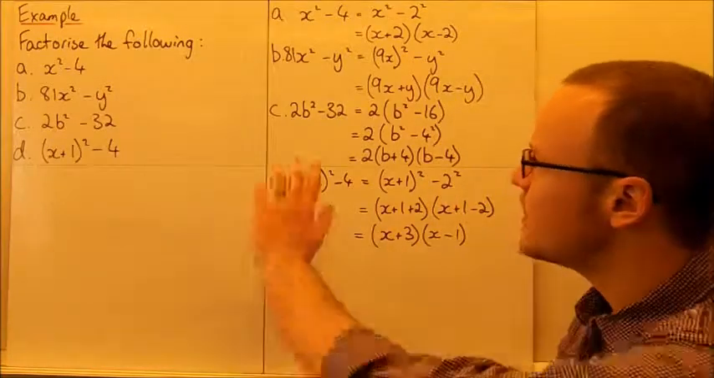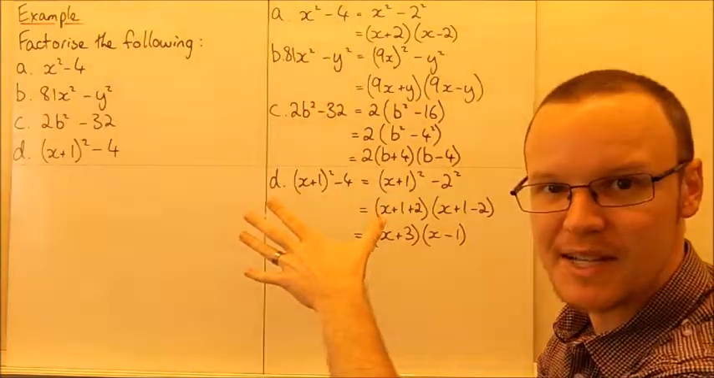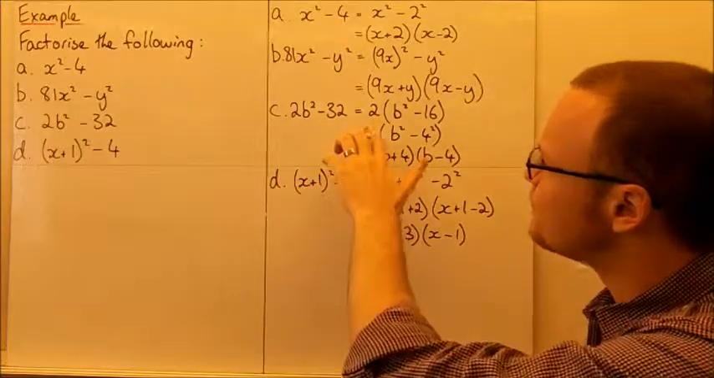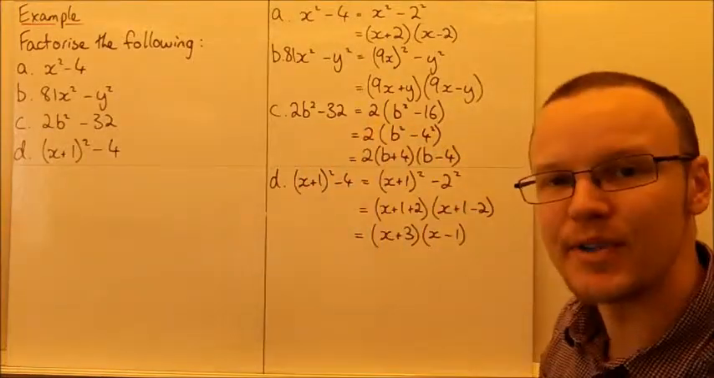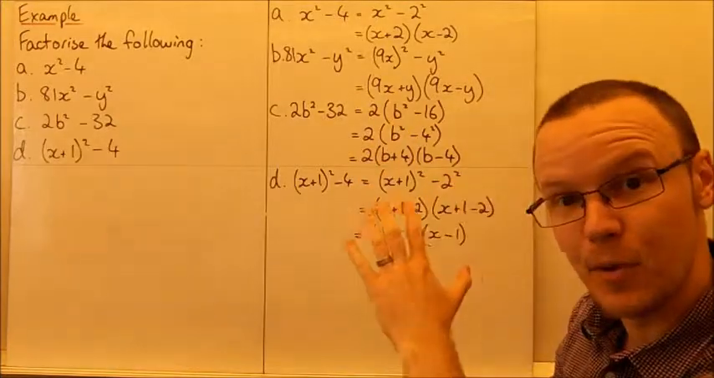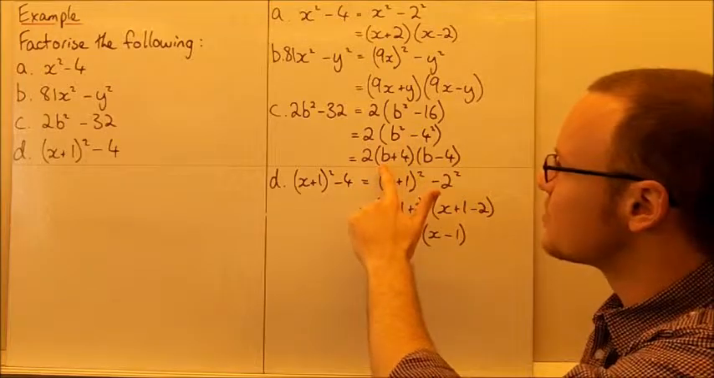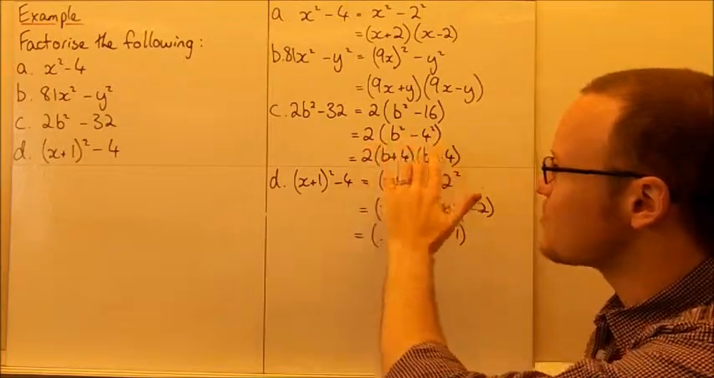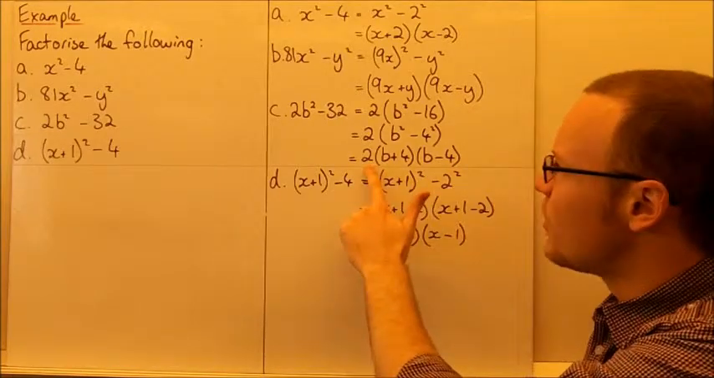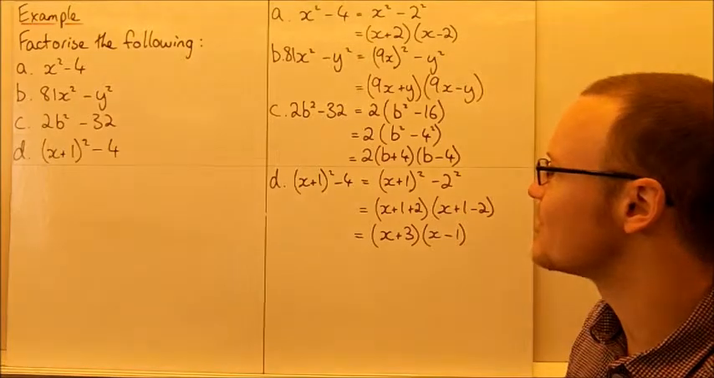Now next one down here, neither of these are perfect squares, so we need to make sure that we take the highest common factor out from those terms, which is 2. We can divide them both by 2. Taking that outside, we're left with b squared minus 16. That's the same as b squared minus 4 squared, so they are both perfect squares there. And if we factorise b squared minus 4 squared, we get b plus 4 times b minus 4, all multiplied by 2, which is the highest common factor of those terms that we took outside the brackets.